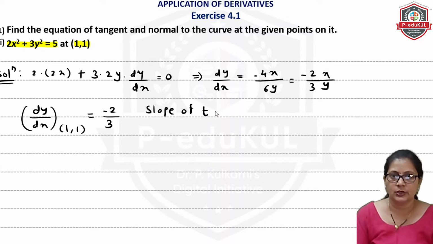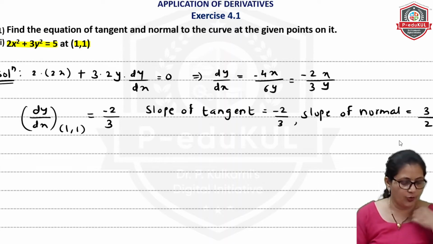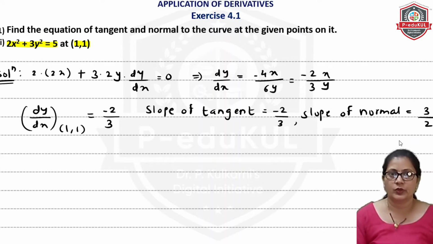Slope of tangent is minus 2 by 3, and slope of normal will be negative reciprocal of this. So negative will become positive, and slope of normal we will get it 3 by 2. Okay. Now we will write the equations of this.